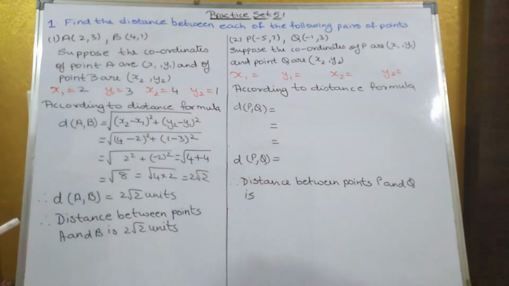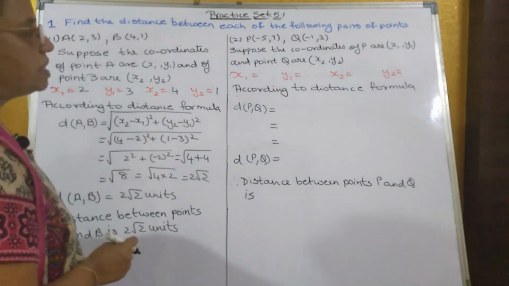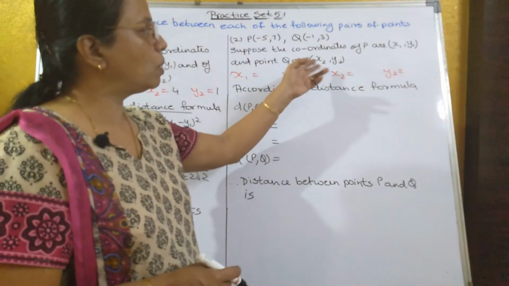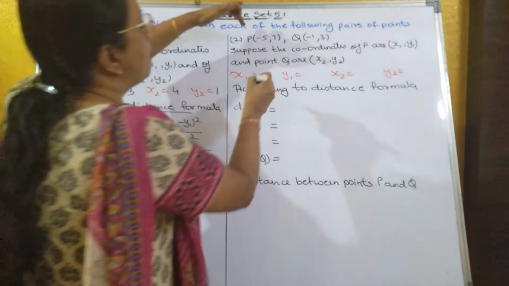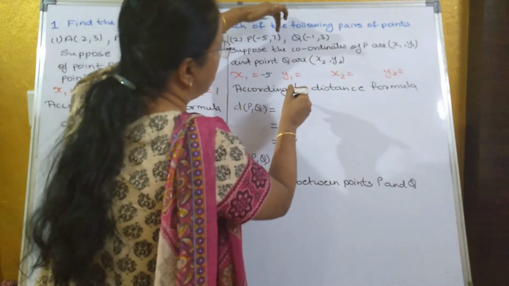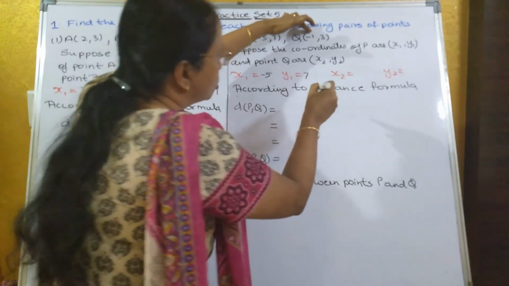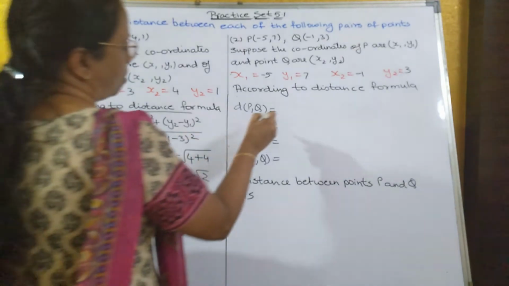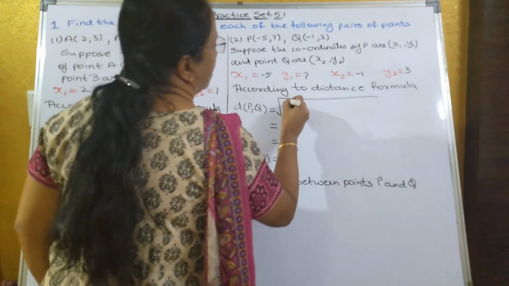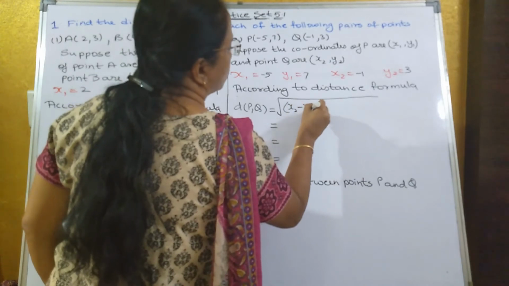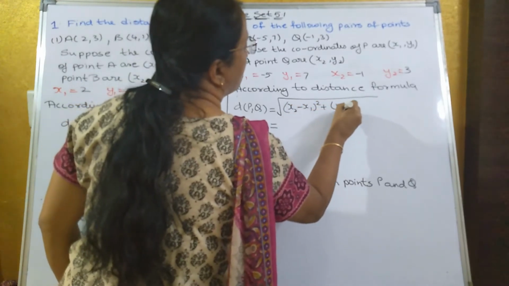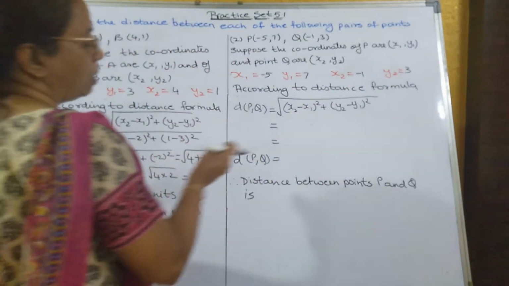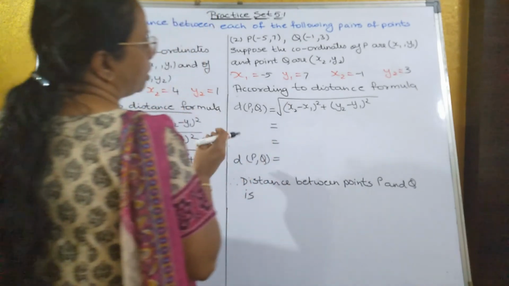Similarly, the second one, P is given minus 5 and 7 and Q is given minus 1 and 3. Suppose the coordinates of P are x1, y1 and Q are x2, y2. So x1 over here is minus 5, y1 is 7, x2 is minus 1 and y2 is 3. Then according to the distance formula, x2 minus x1 the whole square plus y2 minus y1 the whole square. You can also use x1 minus x2 the whole square plus y1 minus y2 the whole square. You will get the same answer.